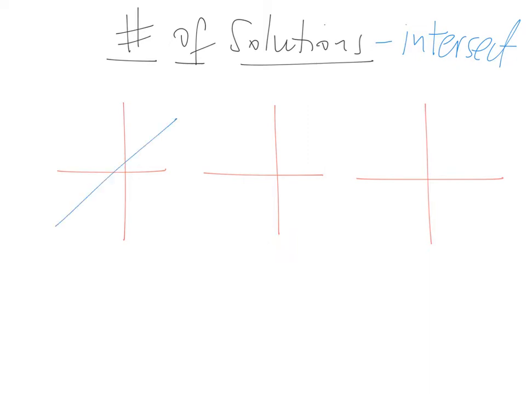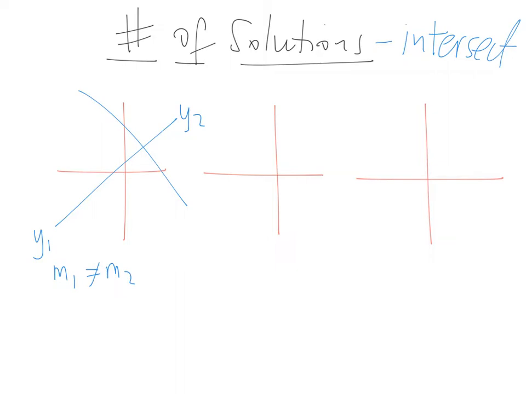So we could have one intersection. That happens. So we've got y1, we've got y2. We have one intersection when the gradient of 1 is not equal to the gradient of 2. So if the gradients are different, it doesn't matter how different they are, they will intersect at some point.